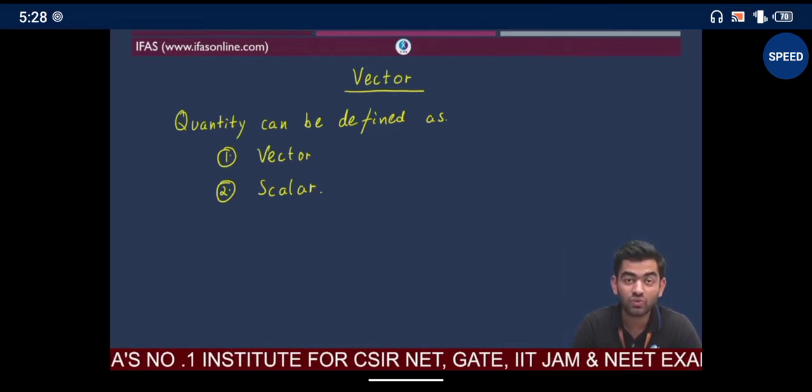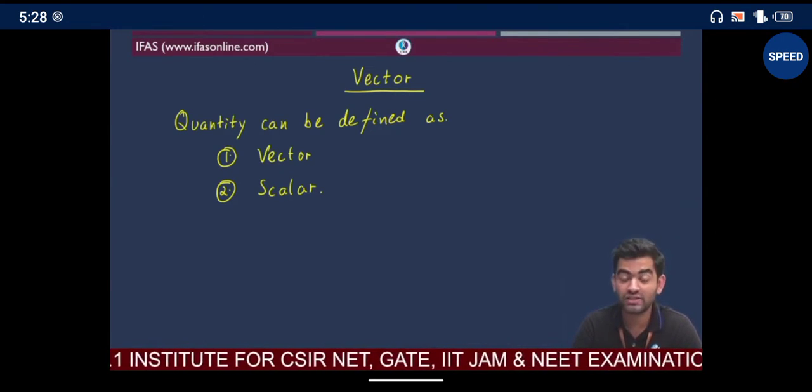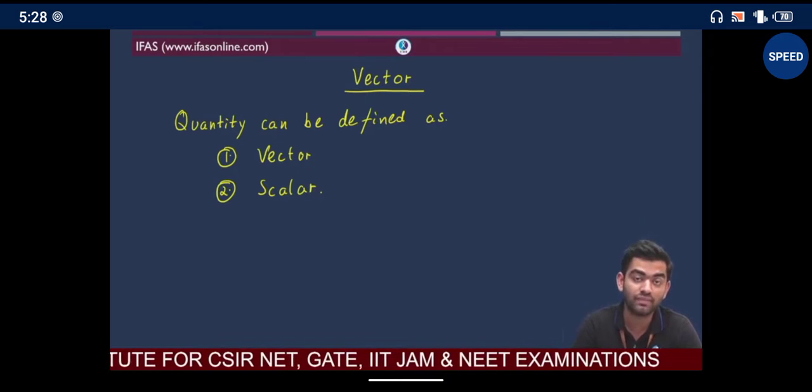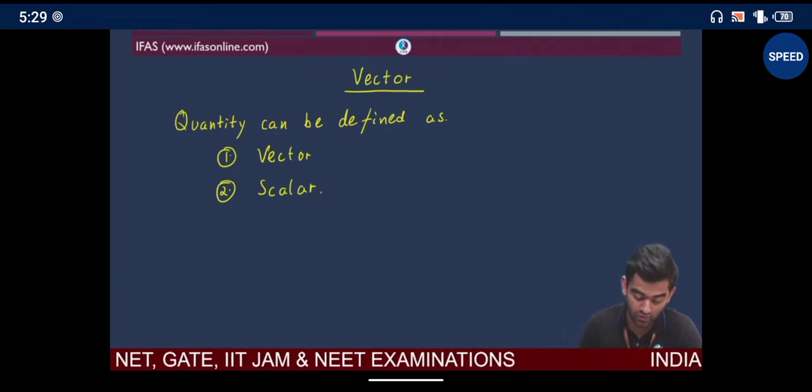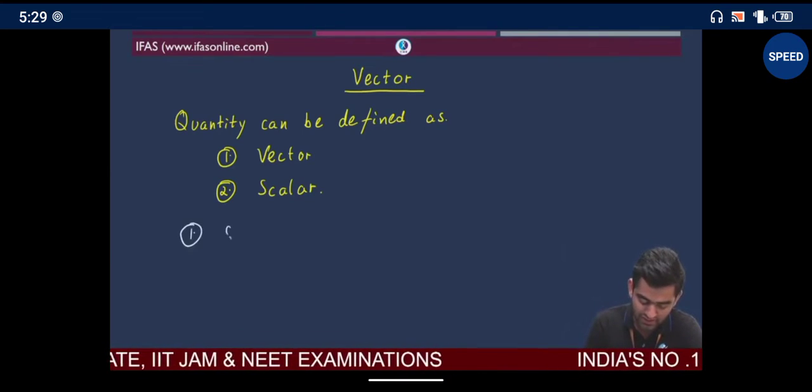Now what is a quantity? Quantity is anything we can measure. For example, mass, velocity, distance, anything you can imagine that can be measured is a quantity. And we can classify all of them in two terms: first one is vector and second one is scalar. Now let's see what is the difference between scalar and vector. Let's start with the scalar.